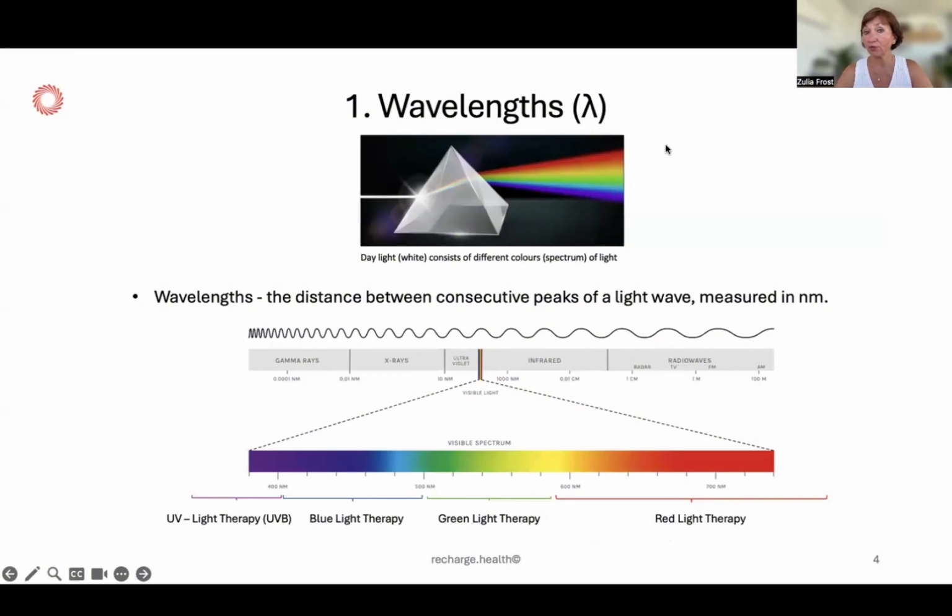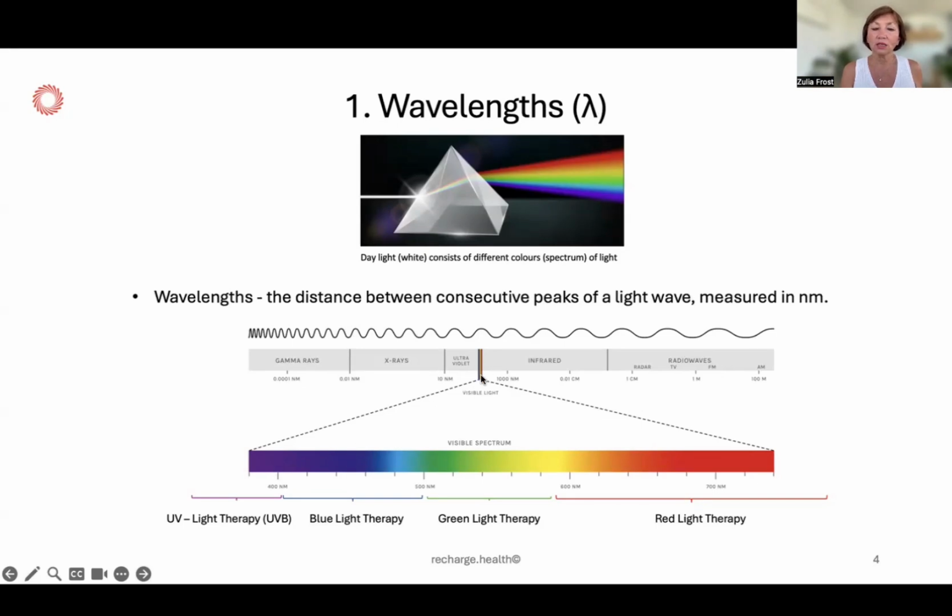Okay, so we go further. Let's look at the first parameter, wavelengths. You played at school with the prism, I'm very sure, because I did. And it was fascinating to see how white breaks down into these beautiful rainbow colors, visible colors. So basically, this is wavelengths, expressed in lambda. And wavelengths just show the distance between consecutive peaks. For example, here you could see between peaks and troughs, consecutive peaks will give you a light wave. It is measured in nanometers, which is a very small portion of the meter.